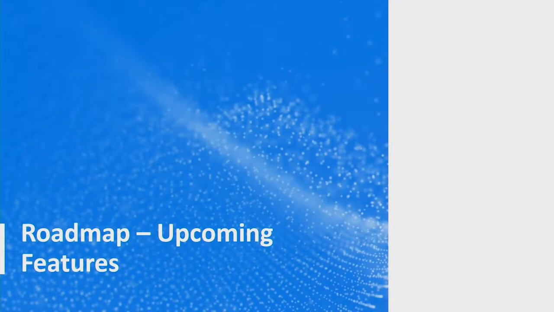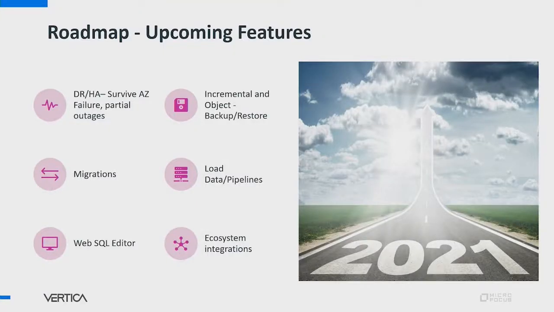Okay, so now I will spend a few minutes on telling you what we will be working on in the future. These are some upcoming features. We will be adding more capability to survive failures in the cloud. Partial outages that may occur in cloud vendors, we will be working to mitigate them. We will be adding incremental backup and storage here, so you can back up specific objects and restore them in a snapshotting manner.